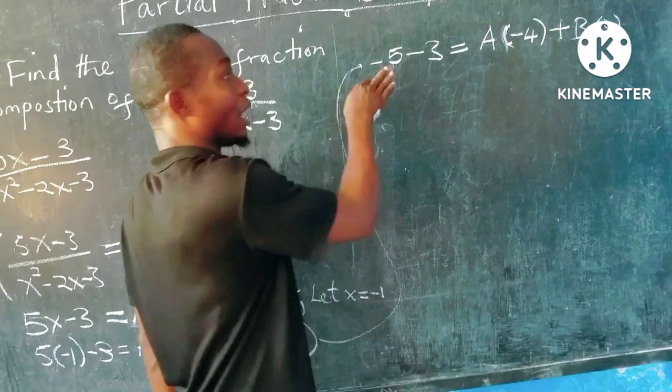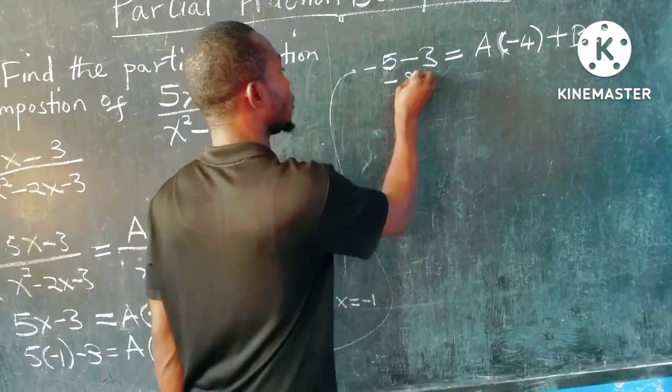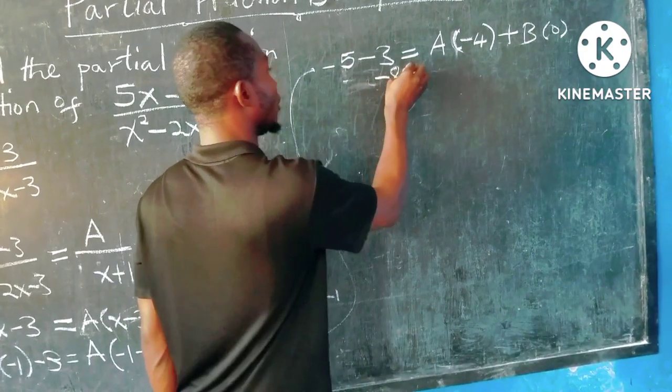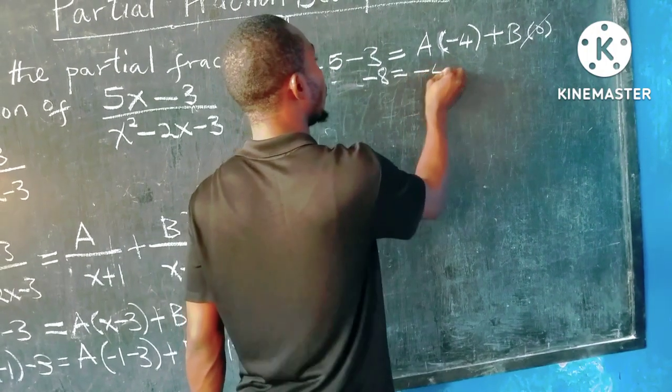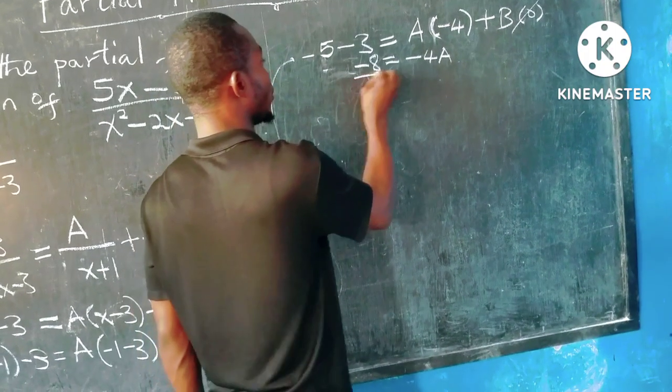So we now quickly go to the solution. Minus 5 minus 3 will give us minus 8. Minus 8 will be equal to, so this will cancel, minus 4 A, so minus 8 will be equal to A times minus 4.